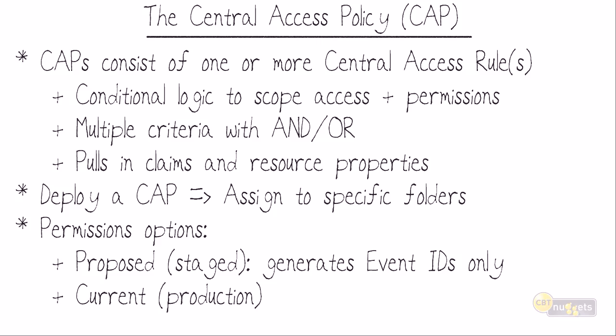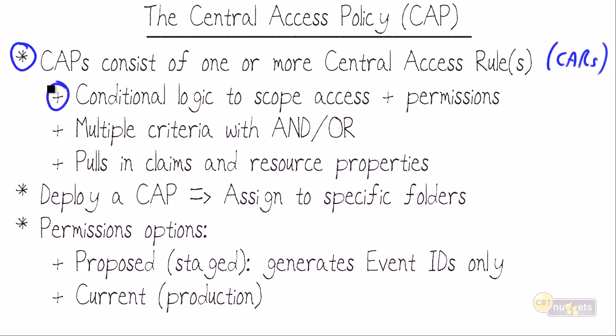Isn't that cool? Alrighty then, so we have the claims, we have the resource properties. The thing that ties them together is the Central Access Policy, or CAP. A CAP is an Active Directory object that consists of one or more individual central access rules, or I guess we could call them CARs if we want to do a cute acronym here. And what a central access rule is, in turn, is one or more statements of conditional logic to scope access and permissions.